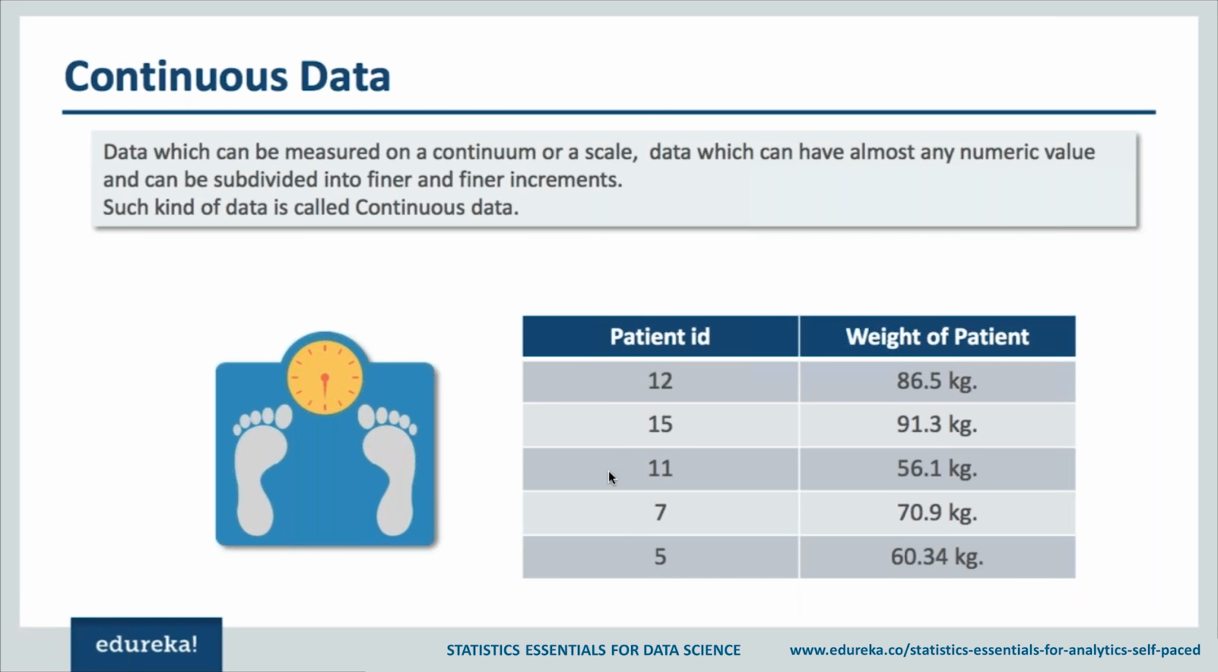Let's see here. If we're talking about a patient and the weight of the patient, then the weight is represented in the form of 86.5 kg. But the same weight can be represented in pounds as well. That can be further represented in grams and to whatever level. So we can further modify or reduce to any level we want. That kind of data is called continuous data, which can be measured on a continuum or a scale.